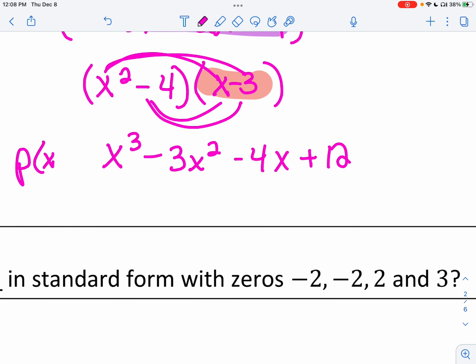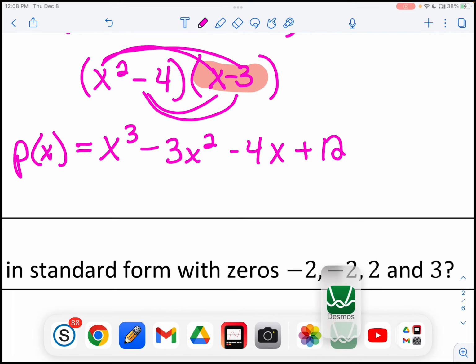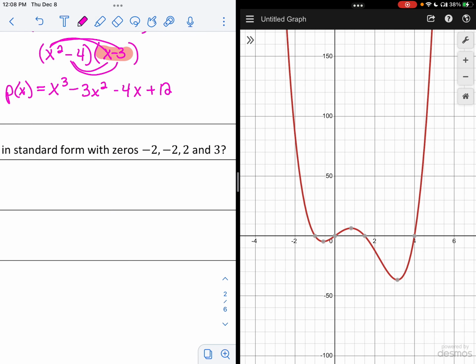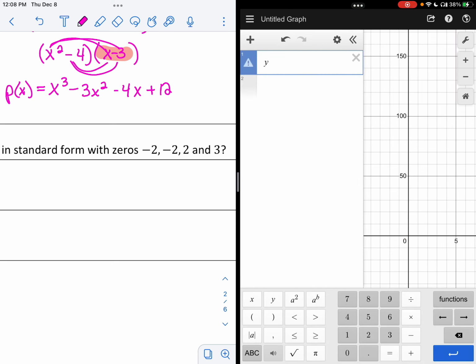This is the polynomial function. Now, if you're like me, you like to see what just happened. If you're not like me, then you might want to skip this part and just take it for what it's worth. I'm going to type in my answer, x to the third minus 3x squared minus 4x plus 12.